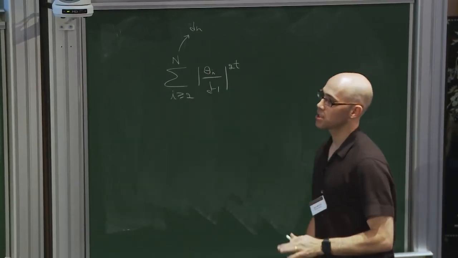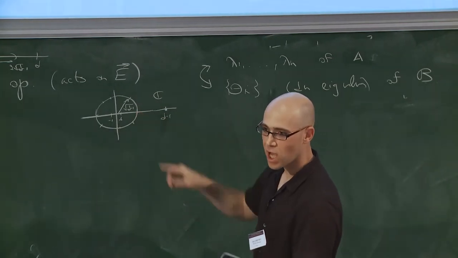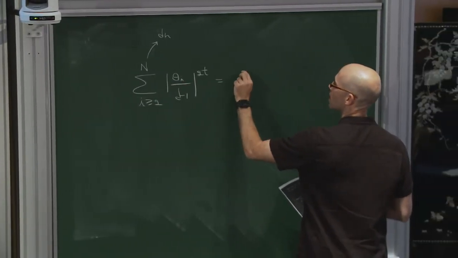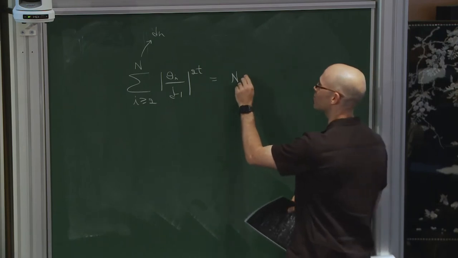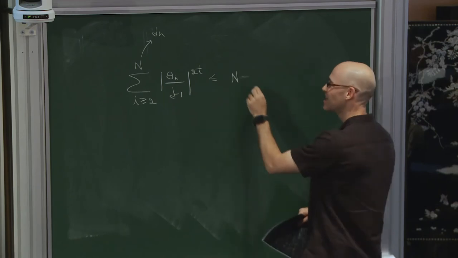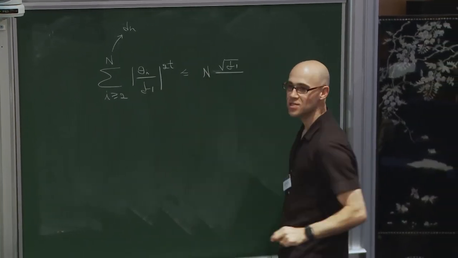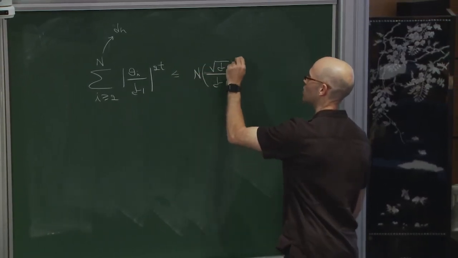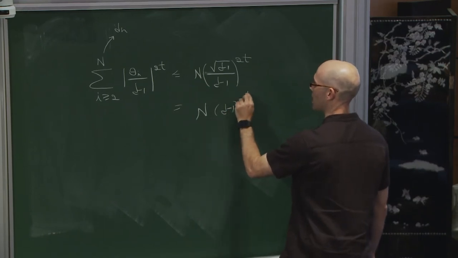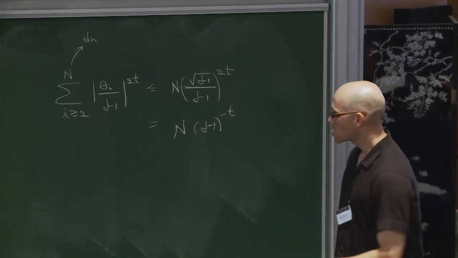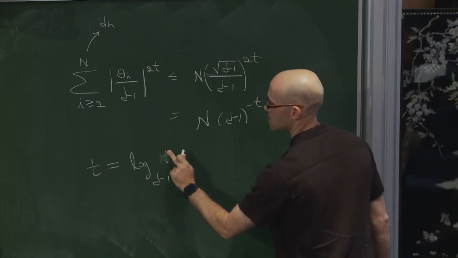If you believe me that all the eigenvalues magically lined up on this circle at radius root d minus 1, then here I'm going to write just n. Do you want me to write n minus 1? I can write an n minus 1 if you want. Okay, what we have here is n times root d minus 1 for the modulus of this theta i, divided by d minus 1, and we raise the entire thing to the power of 2t. Which is n times d minus 1 to the minus t. Which allows us to kill this n at time log base d minus 1 of n. n is dn.